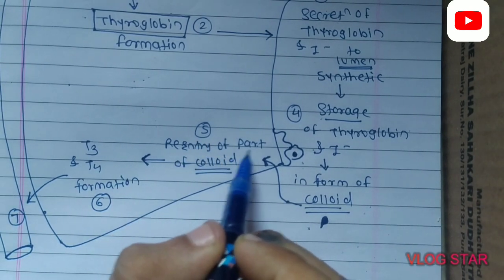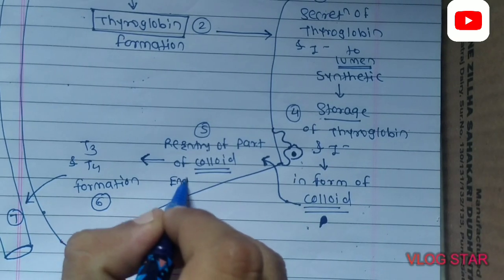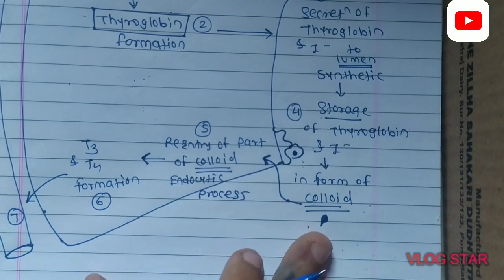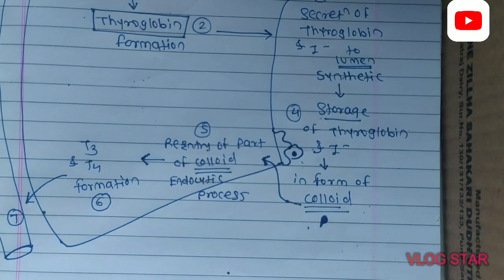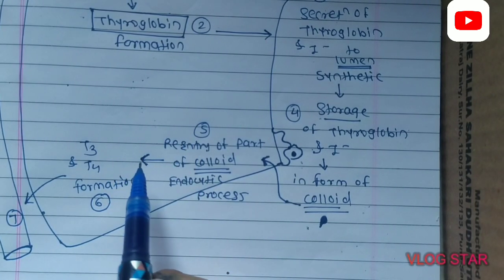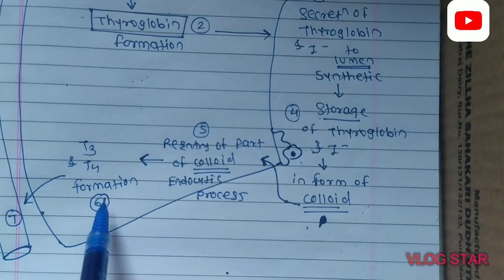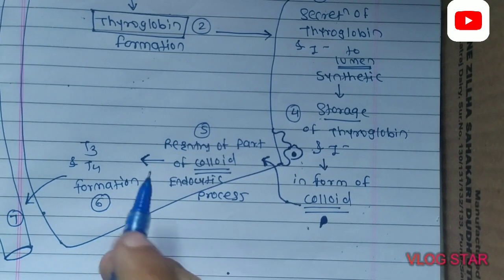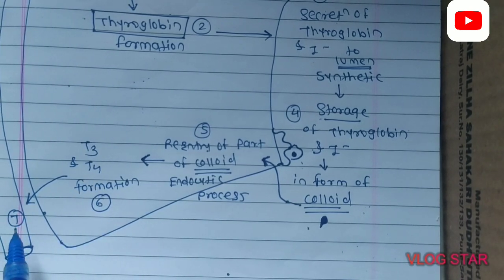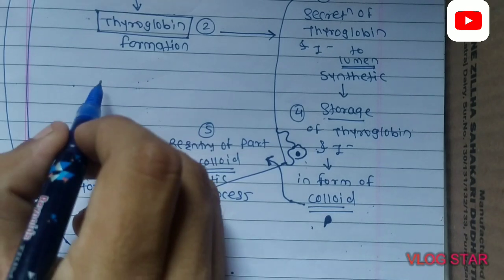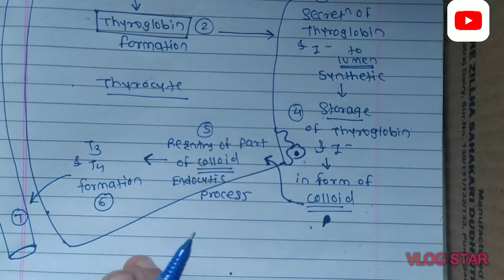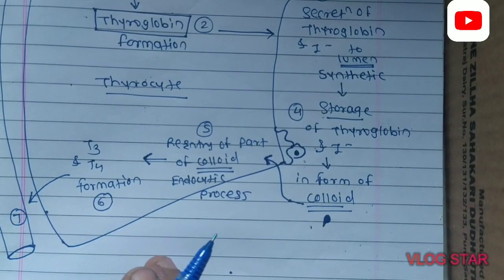Once the colloid enters the thyrocyte again, this is the fifth stage, that is the re-entry of a part of the colloid by the endocytic process. Once the colloid, the mixture of thyroglobulin and iodide, enters the thyrocyte cell, there is a formation of T3 and T4. So the sixth stage is the formation of T3 and T4, and the seventh stage is the release of T3 and T4 again into the circulation. So this is all about the formation of thyroid hormones. This is a review.